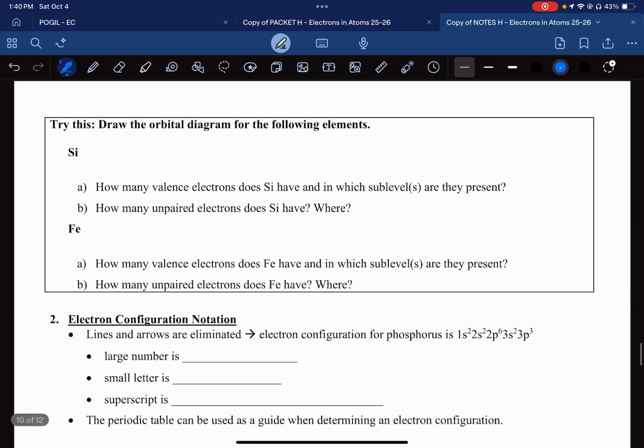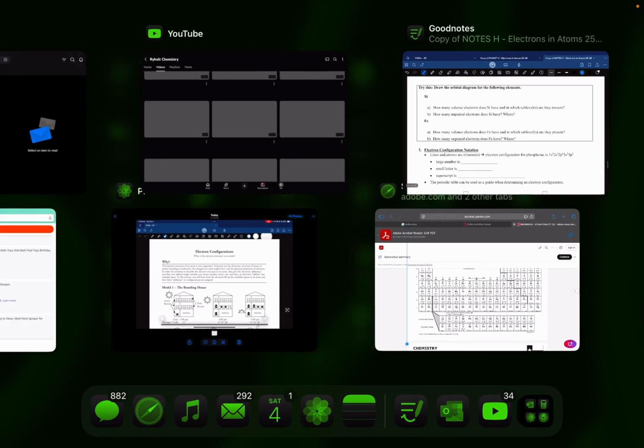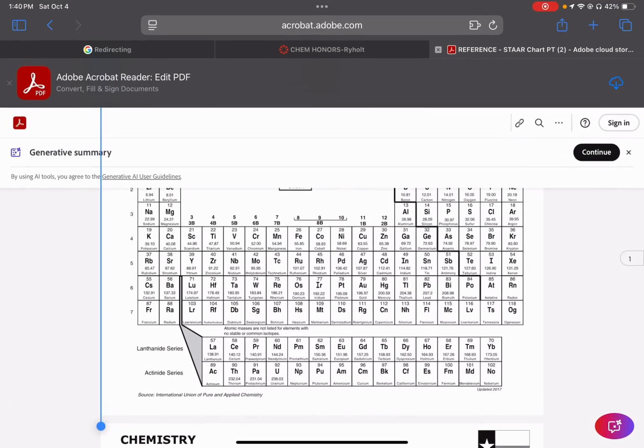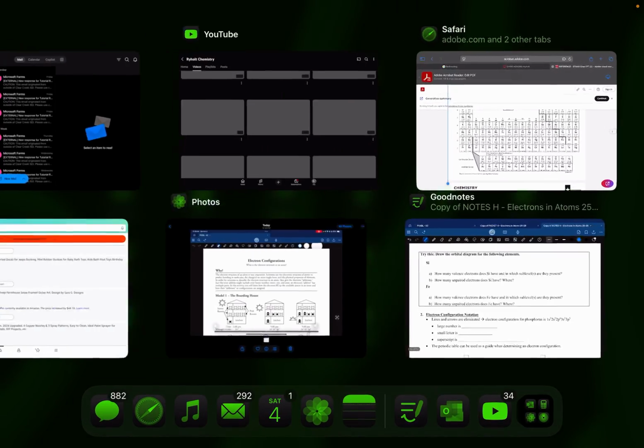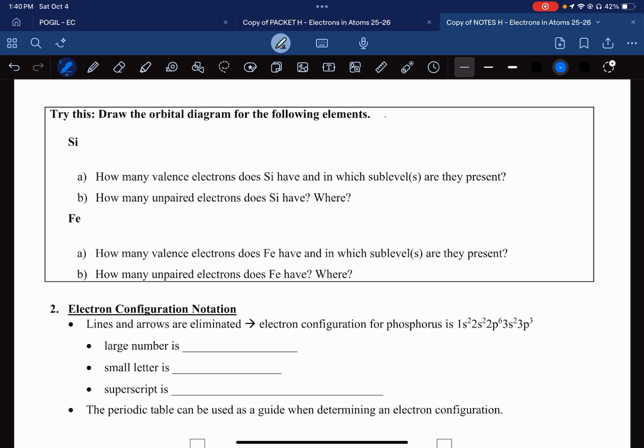All right, we're going to try a little bit of practice. Okay, so it's saying draw the orbital diagram for the following elements. So at this point, if I were watching this video and I had my notes, I would just take a pause here and do this and then see if you went in the same direction that I'm about to go in. Okay, all right, so we have silicon. Let's go find out how many electrons we need to represent. So 14 according to our periodic table. So we're going to have 14 electrons to account for.